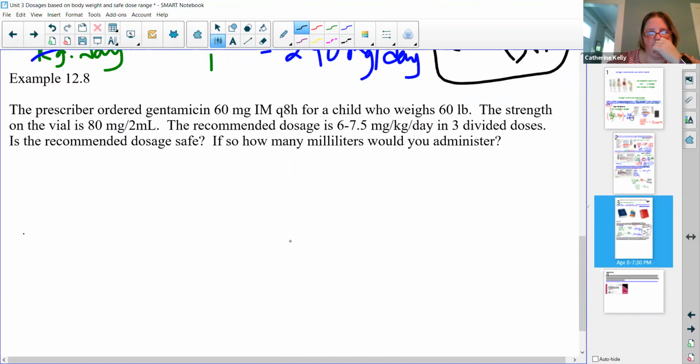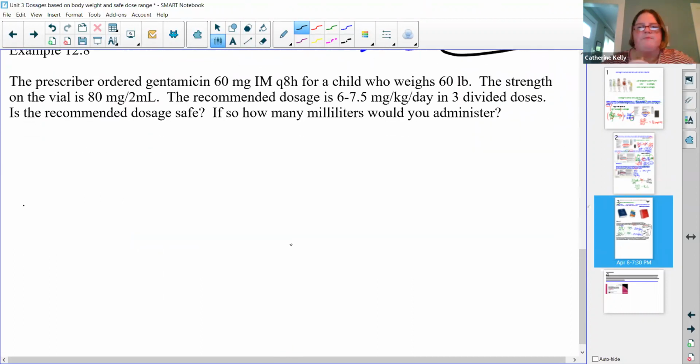So the prescriber ordered gentamicin, 60 milligrams intramuscularly every 8 hours for a child who weighs 60 pounds. The strength of the vial is 80 milligrams per 2 milliliters. The recommended dosage is 6 to 7.5 milligrams per kilogram per day in 3 divided doses. Is the recommended dosage safe? And if so, how many milliliters would you administer?